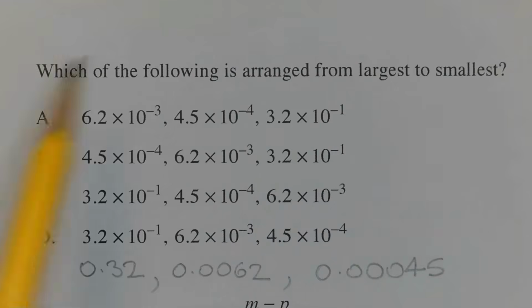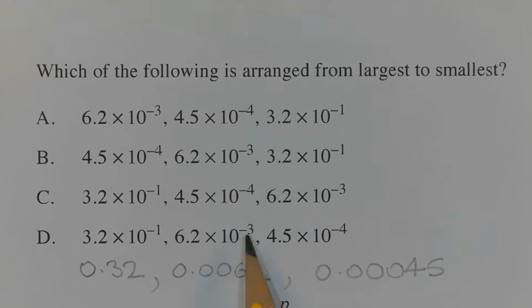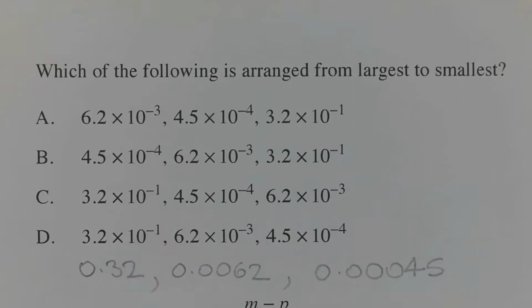Looking at all 4 options, option D has the indices arranged from largest to smallest. -1 is larger than -3, which is larger than -4. For completeness, I've expressed these values in ordinary decimal form. 3.2 times 10 to the power of -1 is 0.32. 6.2 times 10 to the power of -3 is 0.0062, which clearly is smaller than 0.32.